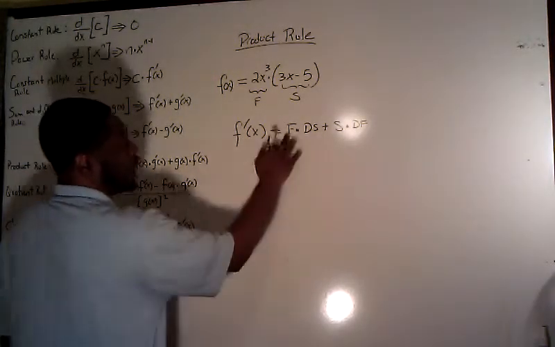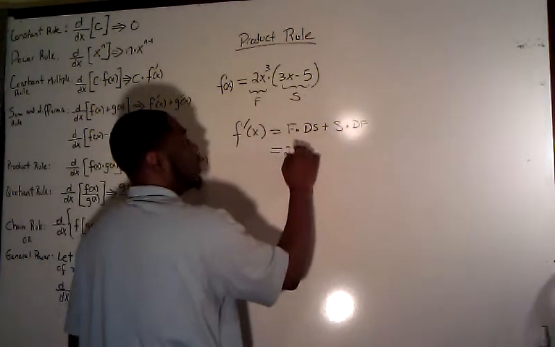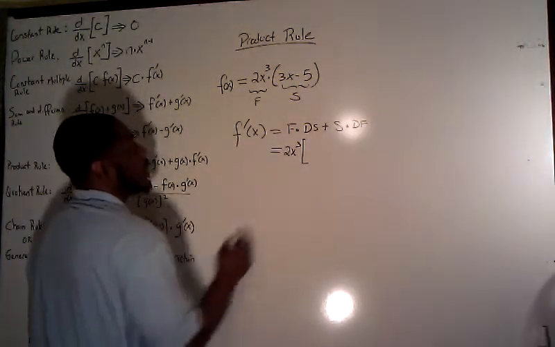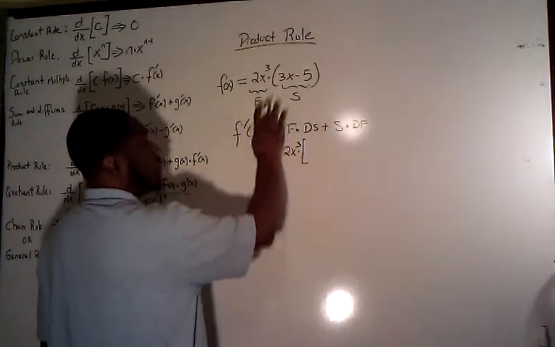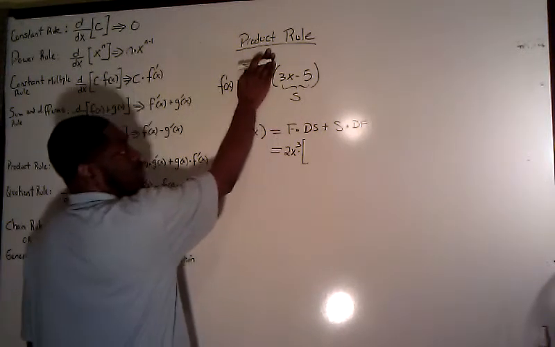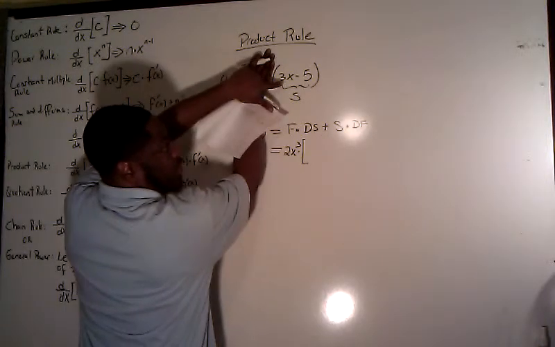So it's the first. The first would be whatever the first factor is. So this becomes 2x cubed times the derivative of the second. Well, this is the second here. So let's look at that function. If we have that as a function, to take the derivative of that, you just need to take the derivative of each term there.